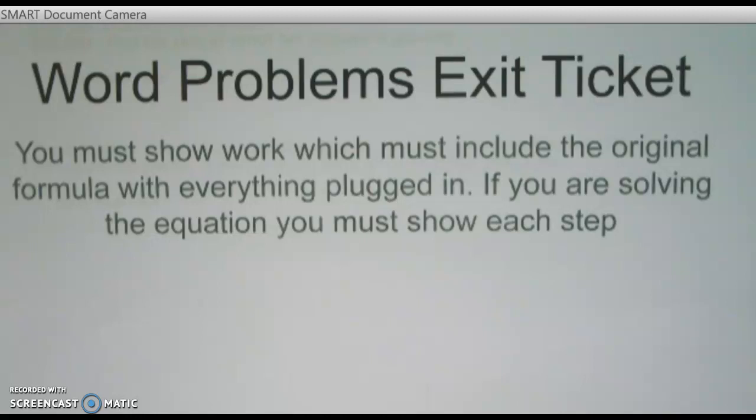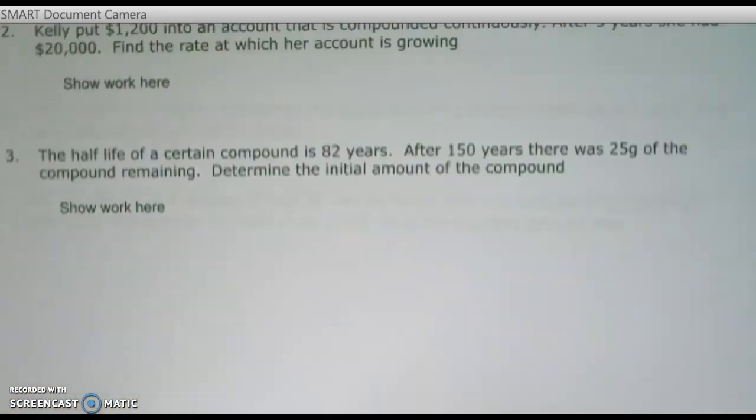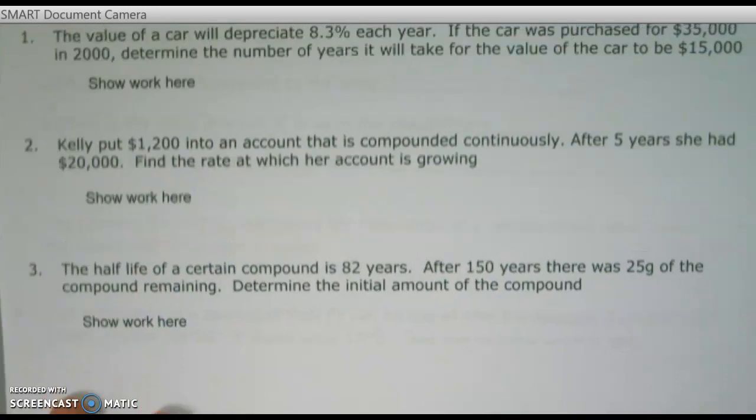Hey, on this video, I'm just going to go through how to do the problems in the Word Problems Exit Ticket. This was assigned to you on Friday, but barely anybody did it and turned it in. So I wanted to make sure that you know how to do these because these types of problems are on your test. All right, so number one.